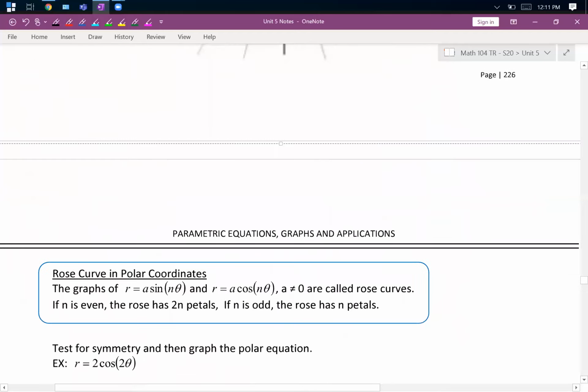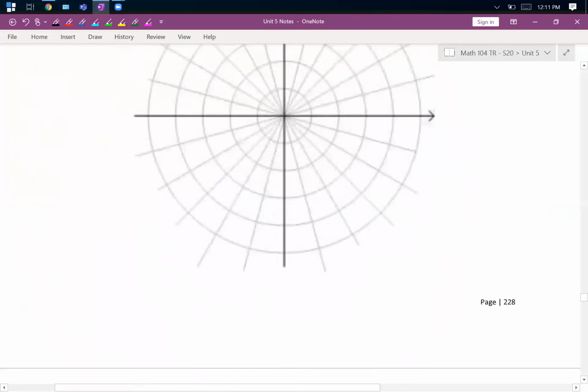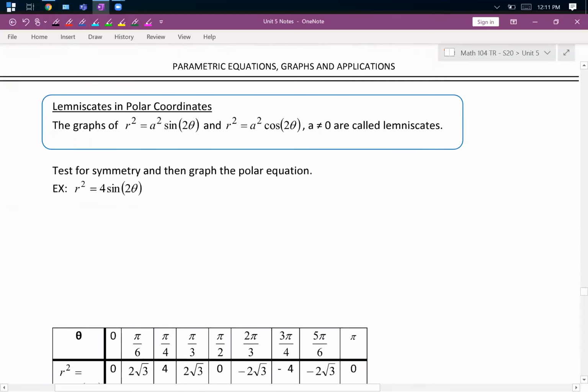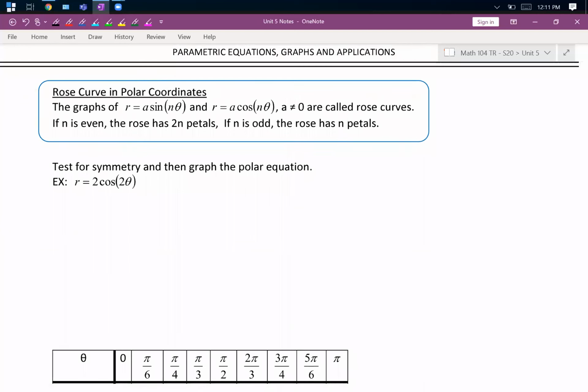All right. Let's see. I'm just picking which one I want to do. I think I want to do the rose one. Since we only have time for one more, let's do this one.